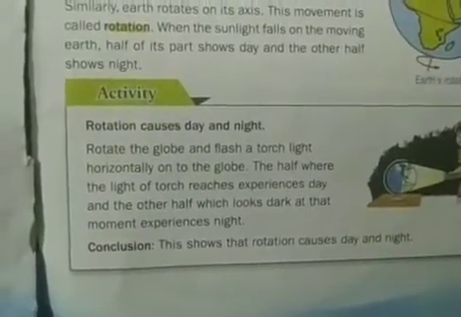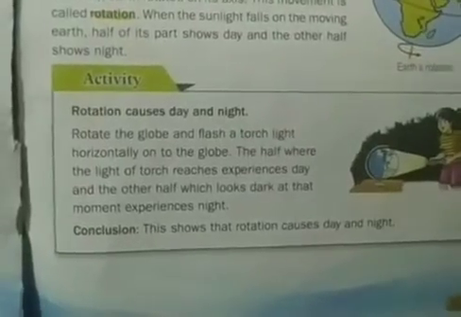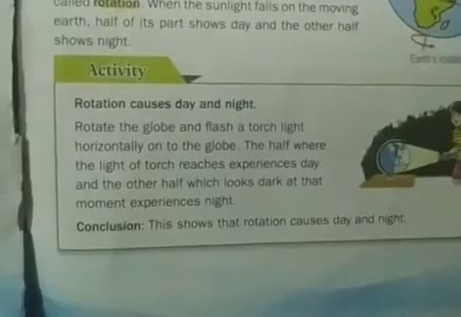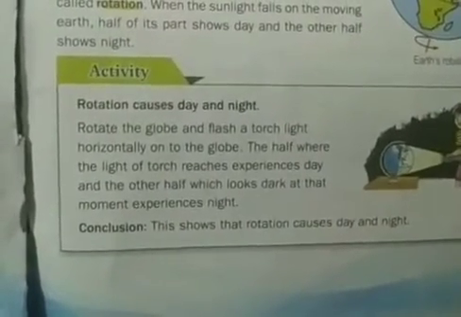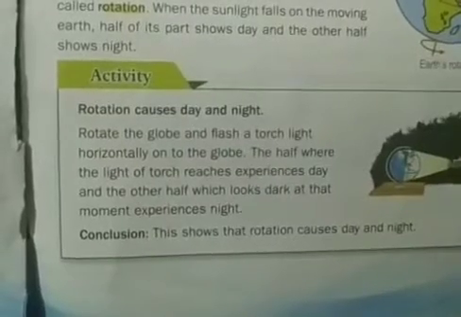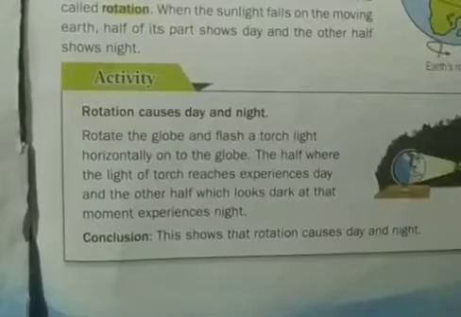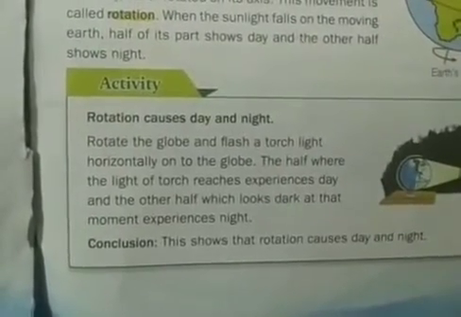And the opposite portion of the globe is not getting the light of the torch, isn't it? Just see in the picture, that portion is not getting the light of the torch, and it is darker. So like this, the portion of the earth which is not getting the light of the sun is darker, and this way day and night occurs.